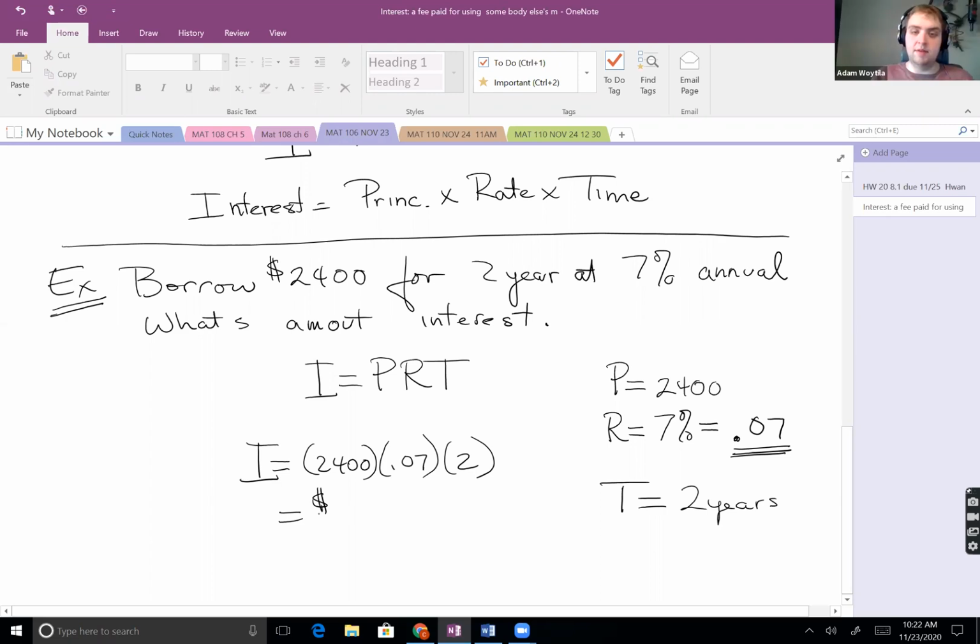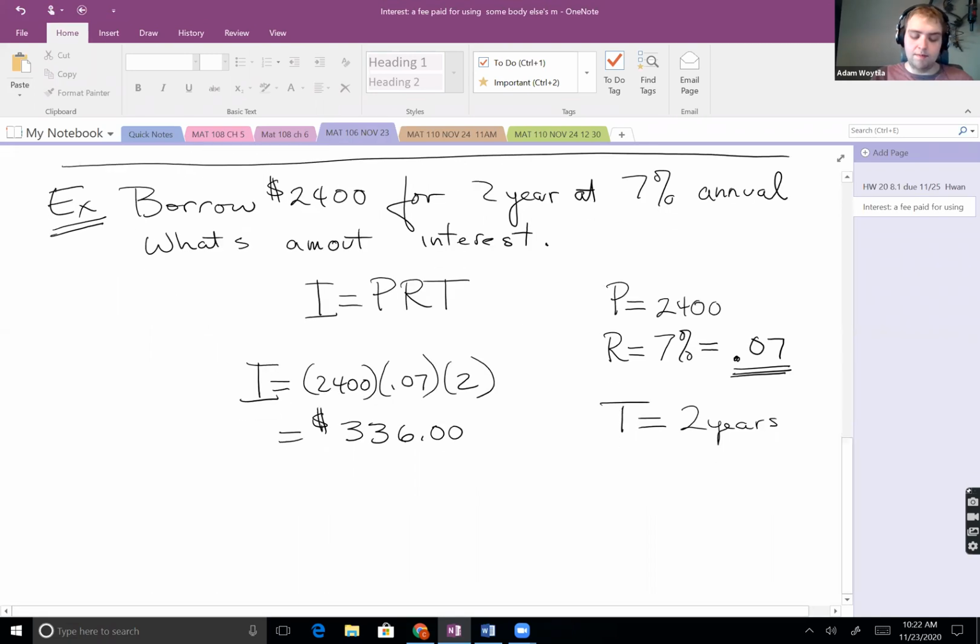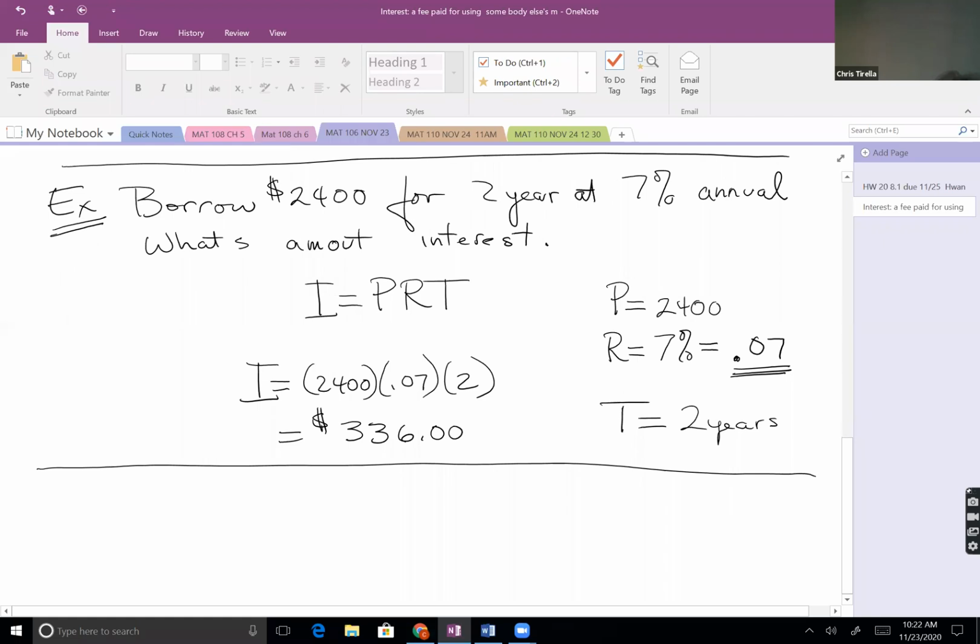I got 336. Me too. Beautiful. Should we try some more? Sure. Can I move the page, start a new example?